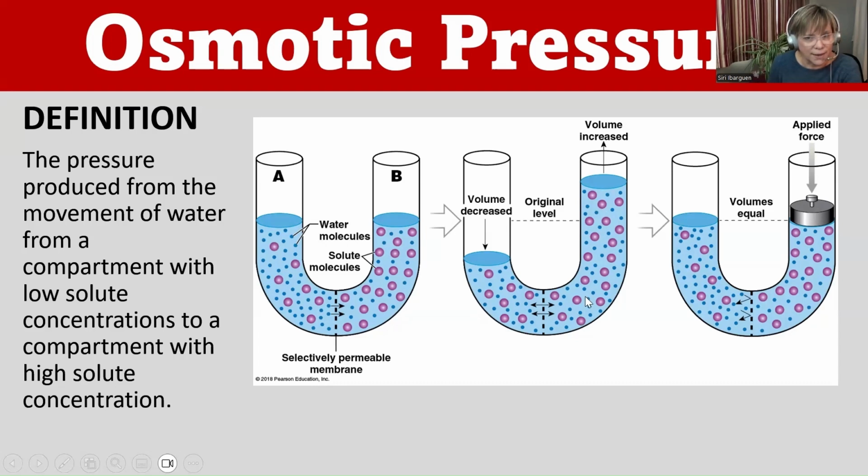If we were to try to get this back so that they were at even levels again, we would put a force that would cause water molecules to rush through this selectively permeable membrane, and that applied force would equal the osmotic pressure. That's why there's osmotic pressure up here. This is an important concept. This is an important process in our bodies.